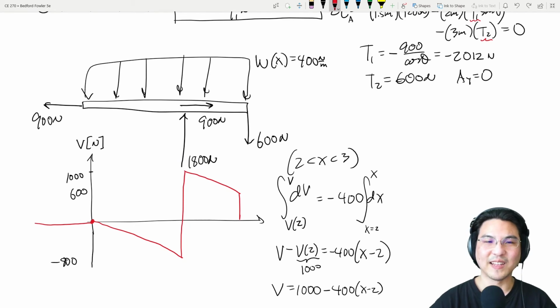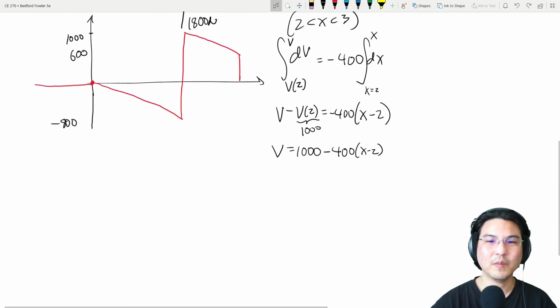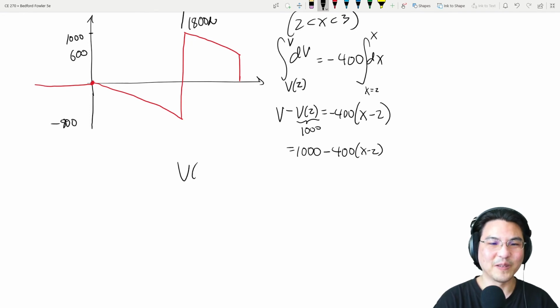Okay. Now how about the bending moment? Okay, I shouldn't have erased what I had here. Okay, so this is V of x. Maybe I should simplify this now. Okay, so V of x is, so this is minus, so plus, so 1800 minus 400x. This is between 2 and 3.